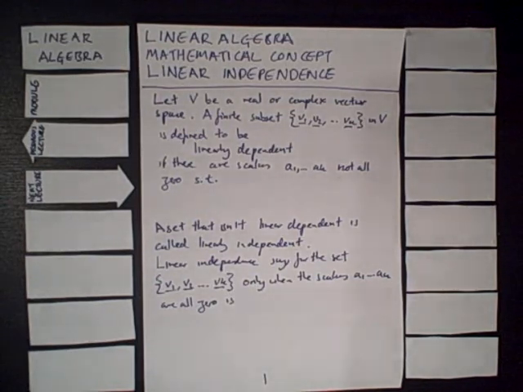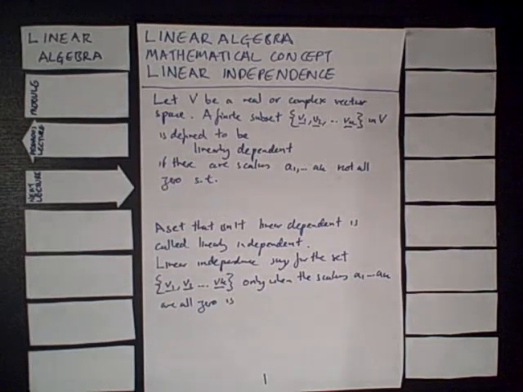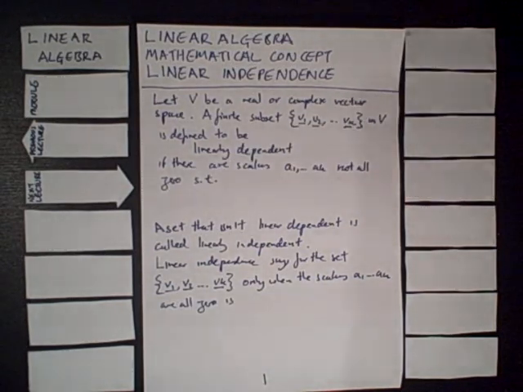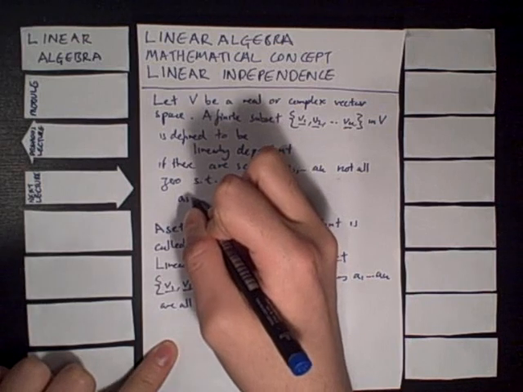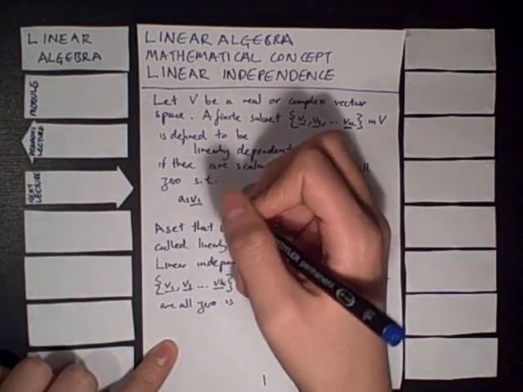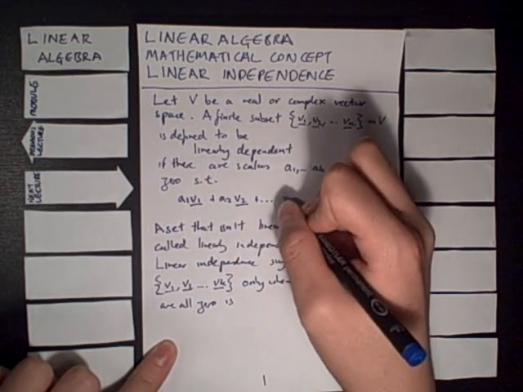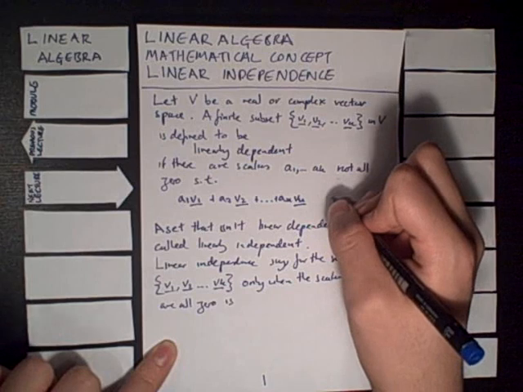So, let V be a real or complex vector space. A finite subset V1 to Vk in V is defined to be linearly dependent if there are scalars A1 to Ak, not all zero, such that A1 V1, remember V1 is a vector so it's underlined, plus A2 V2, up to Ak Vk is equal to 0.